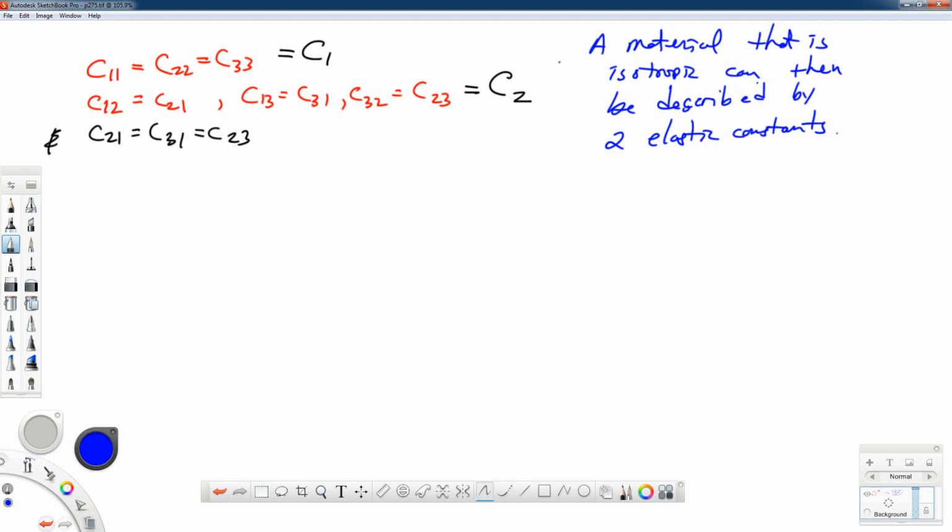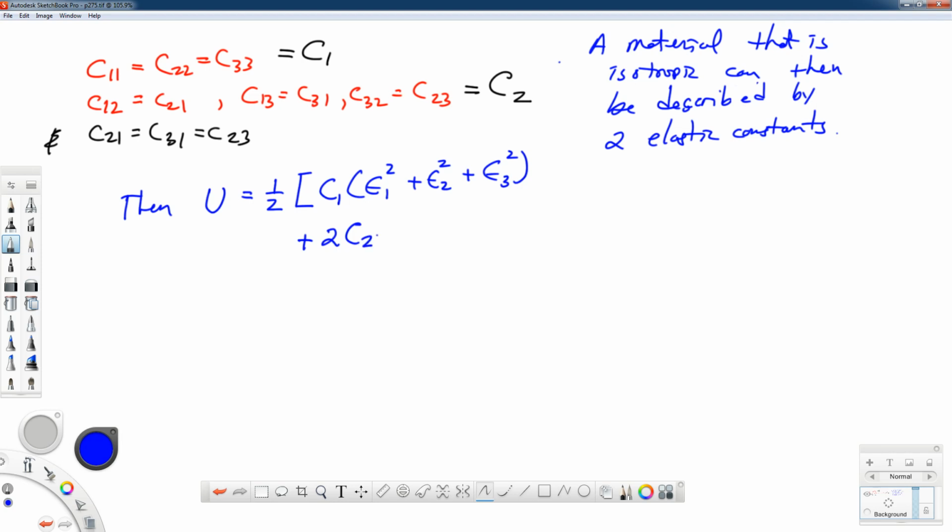Well, if we call these elastic constants C1 and C2, we can reduce the form of our strain energy function and write it in terms of these two elastic constants. It's going to look something like, here's the half. We're going to have our first constant multiplied by each of the principal strains squared. I'm just going to group these all together. And then, so that we can write this with the half out front, we're going to have a plus 2 times our second constant C2 times these terms, epsilon 1 epsilon 2, and so forth, where we have the mixed principal strain terms.